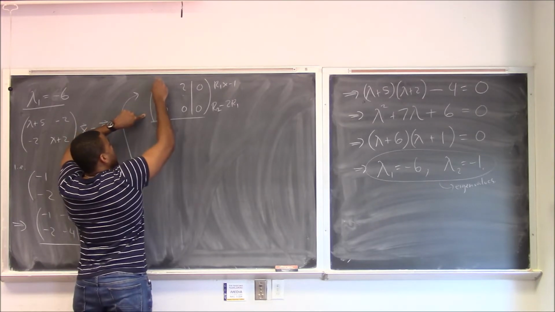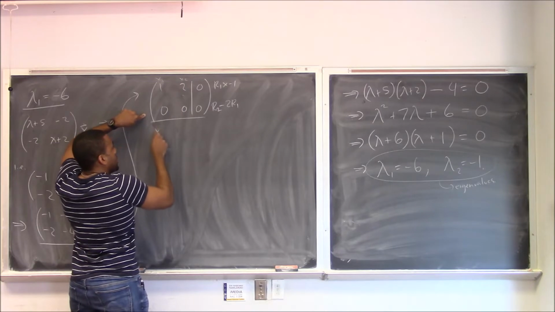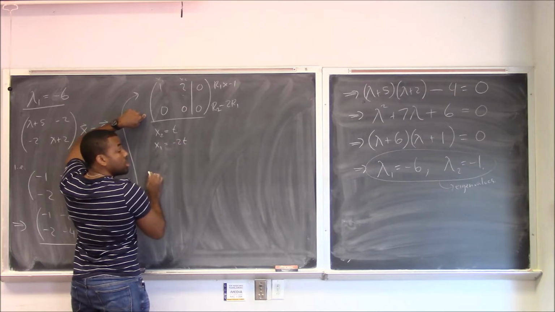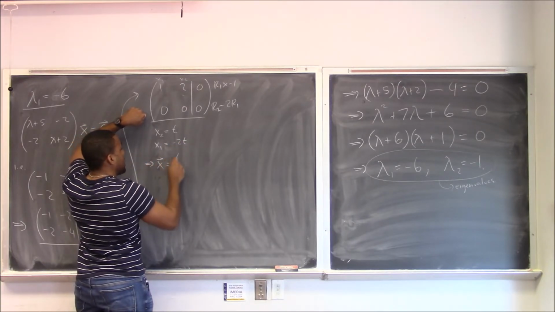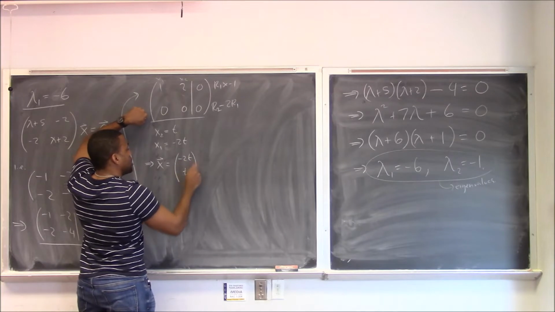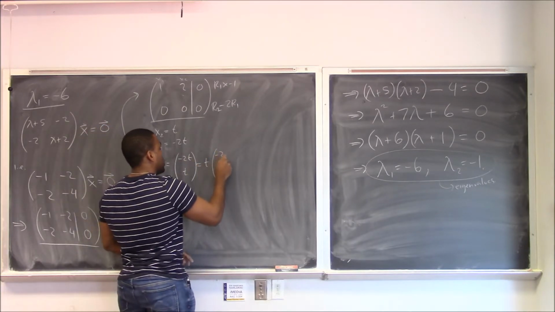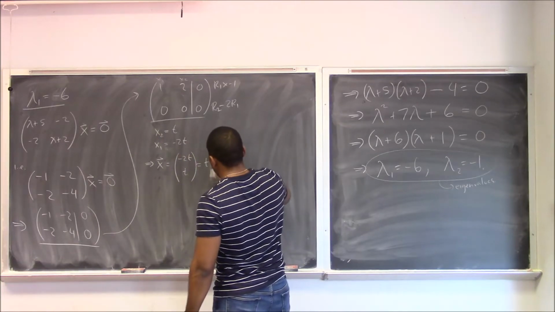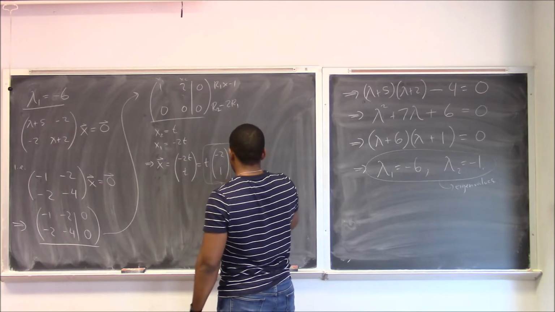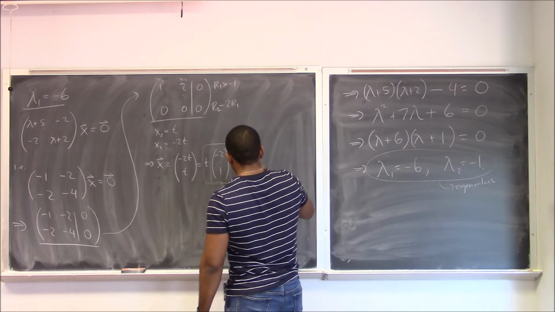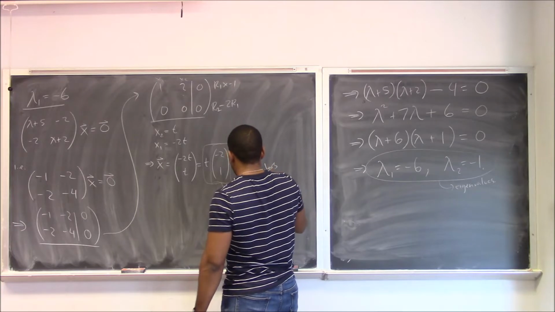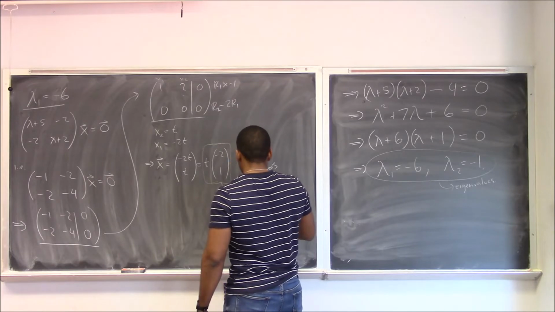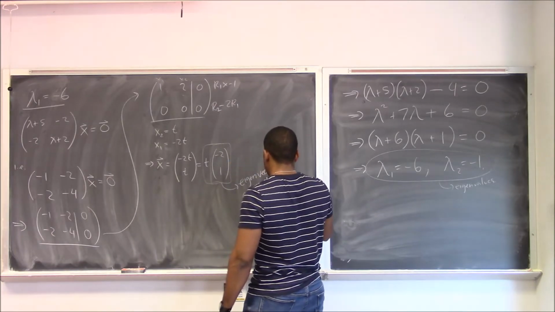Now you have to remember how to solve these equations. So here I would set x2 equals t. So my x1 is just going to be minus 2t. So this means my x looks like minus 2t, t, which gives me t times minus 2, 1. So these are the eigenvectors corresponding to lambda 1 equals minus 6.